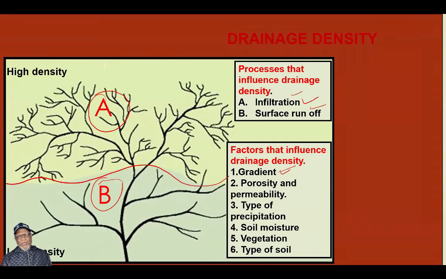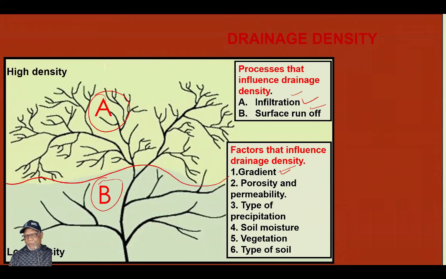And then soil moisture. What does it mean, soil moisture? It means at A, the soil is saturated. And because the soil is saturated, what do we mean saturated? The soil is full of moisture. And therefore, there's going to be less infiltration, but there's going to be more surface runoff. That is why A has higher density than B.